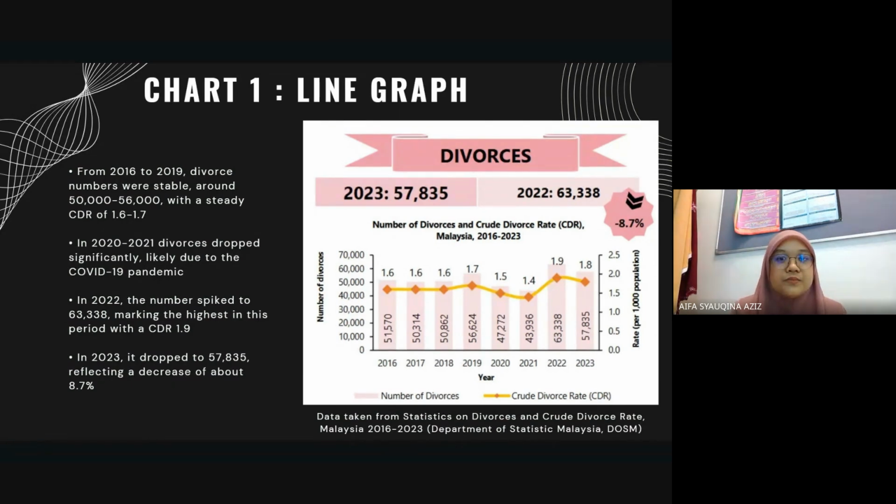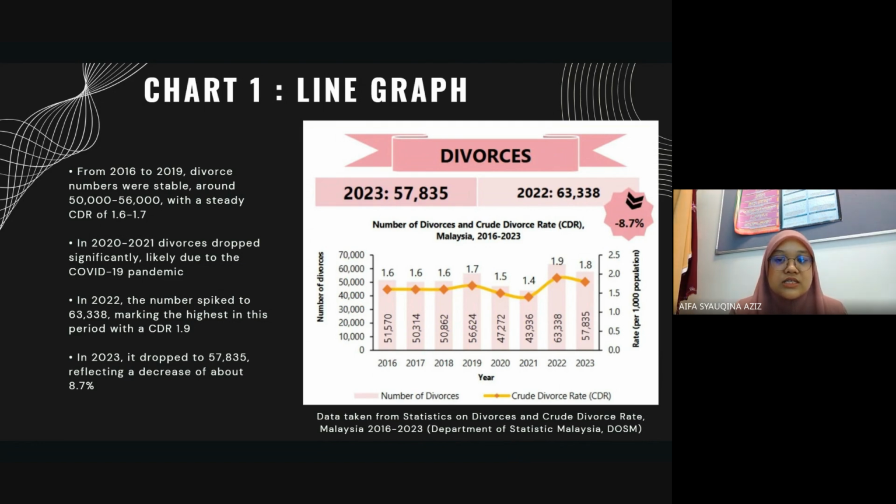43,936 divorces. In 2022, the number spiked to 63,338, marking the highest in this period with a CDR of 1.9. The peak in 2022 could be linked to post-pandemic relationship stresses, but in 2023 it dropped again to 57,835, reflecting a decrease of about 8.7% compared to the previous year, and the CDR slightly reduced to 1.8.